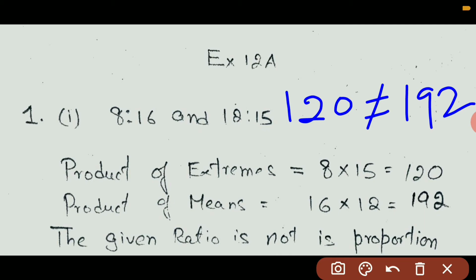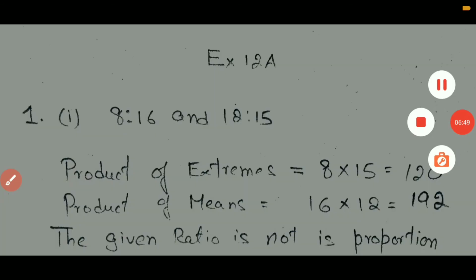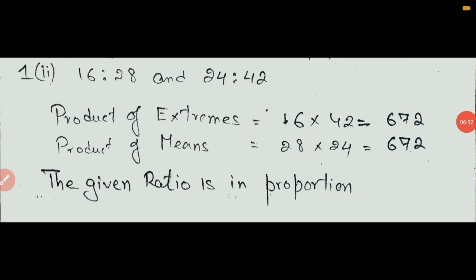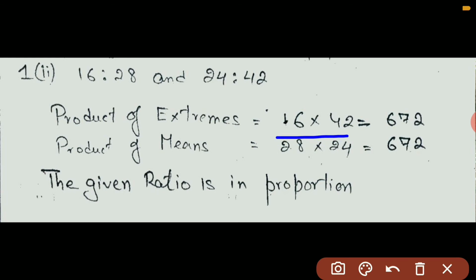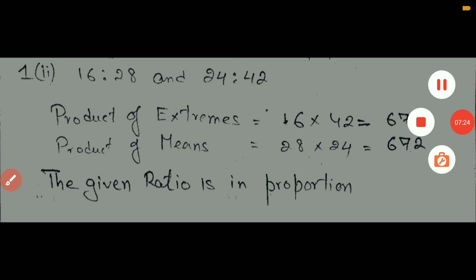Let us try to do the next sum. Number 1.2. The numbers given to us are 16 is to 28 and 24 is to 42. Again, the product of the extremes, which will be 16 into 42, we get 672. And the product of the means, 28 into 24, is again 672. So you can see here both the numbers are coming the same, hence the given ratio is in proportion. I hope you understood this, right?